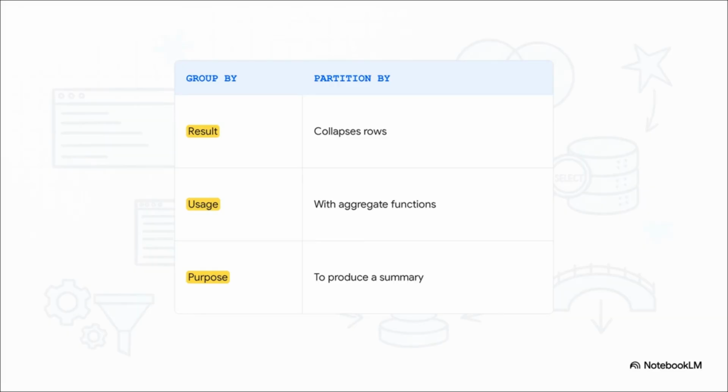Now for another one that trips people up all the time. Group by versus partition by. Here's the simplest way to think about it. Group by is a summarizer. It actually collapses your rows down. So if you group by region, you get one summary row for each region.